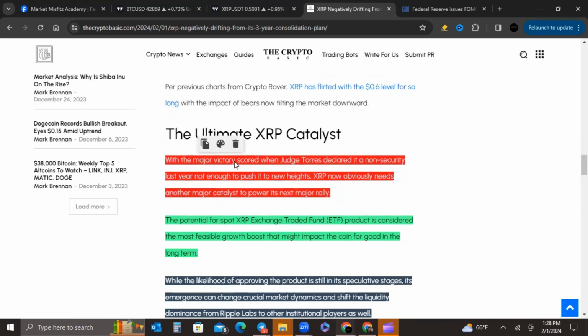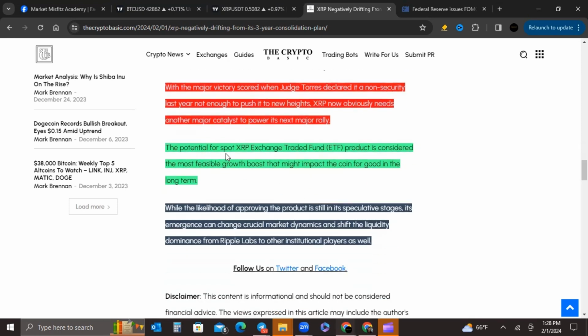With the majority of the victory scored when Judge Torres declared it a non-security last year, it was not enough to push it to new heights. That's because banks want XRP cheap. We talk about this always on the channel, that banks are not going to pay market price for something, especially XRP, when they can drop the price in a heartbeat. Throw out some articles, drop the price, hit the sell button with some leverage, collect liquidity to spring up for a bigger move up. So they're saying that the only hope for XRP is the ETF.